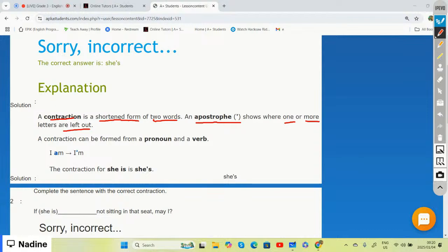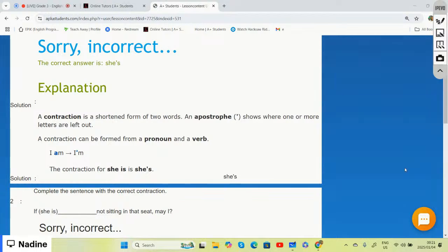And we see that contractions can be formed with the pronoun and with a verb. And remember, we said that the pronoun stays the same, and then we make changes in the verb by leaving out certain letters, right? All right, so now we're going to do a few activities and then we're going to our test.